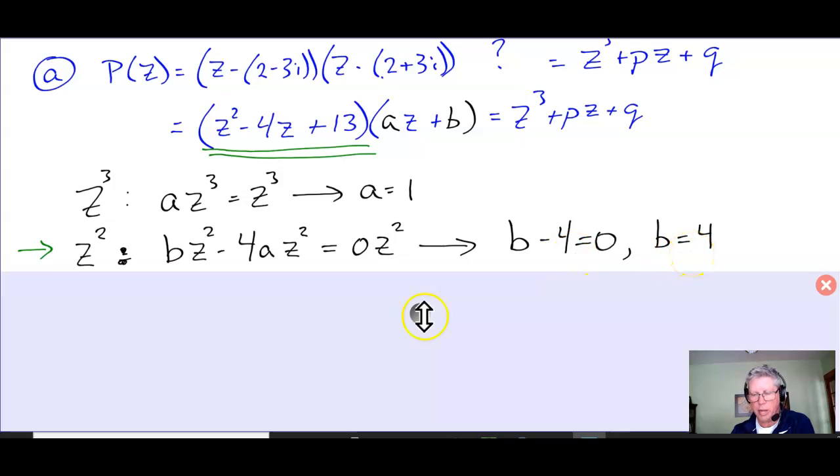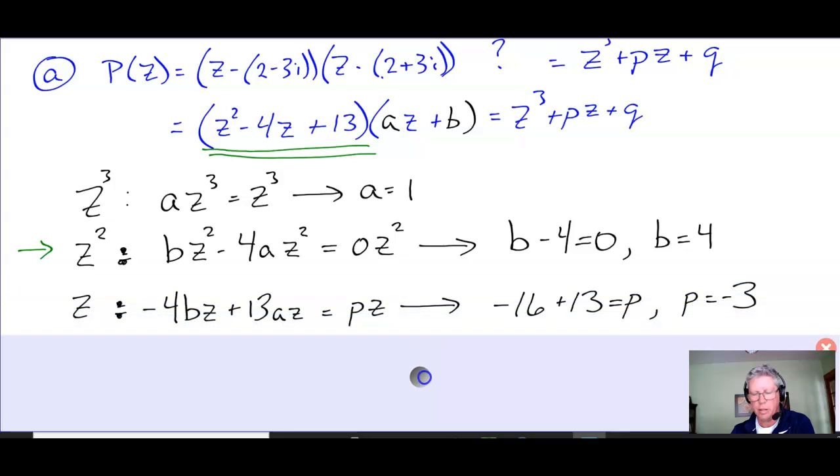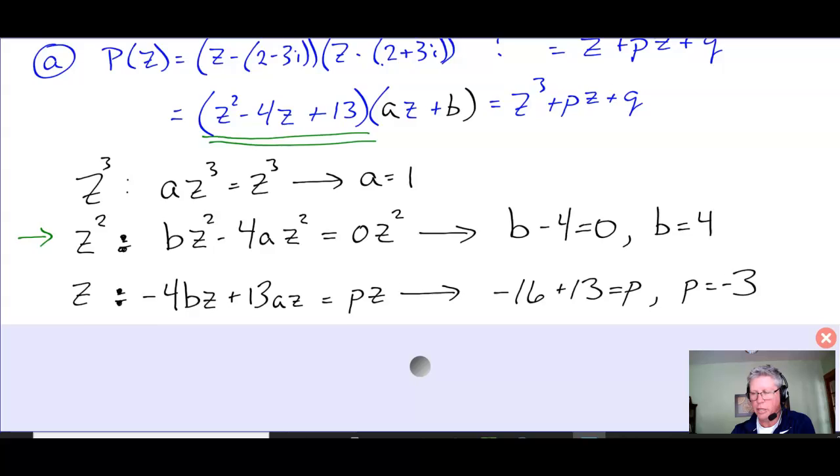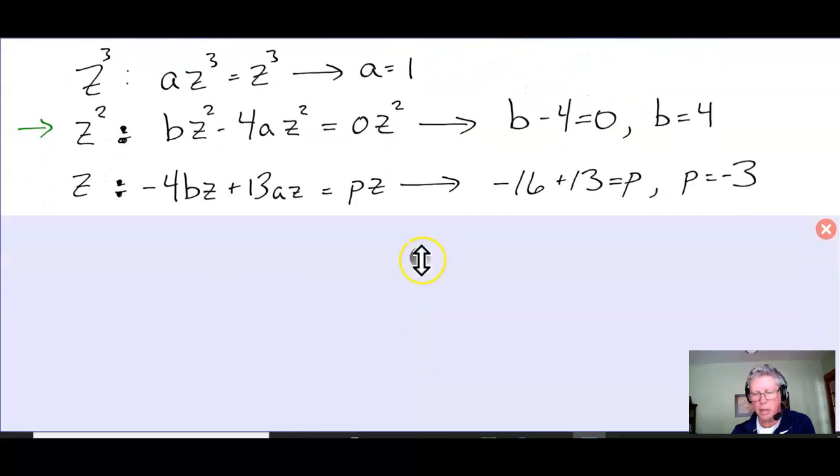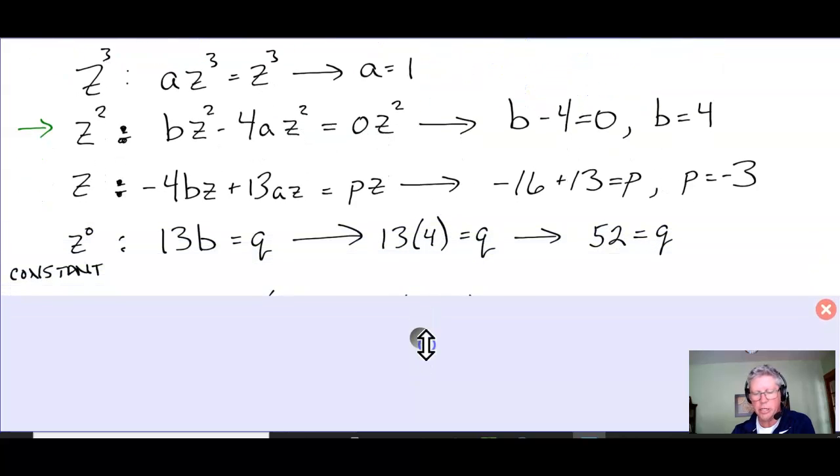All right. Now let's look at the z. What would I multiply here to get a z? Well, z squared's out. 4z times a constant, so that's where I get my 4bz. And then 13 times az would also give me z, so I write that. P and z, coefficients, p equals -3. Okay, you're starting to feel the rhythm here a little bit. And then I write z to the 0 just to remind you that that might be the constant.